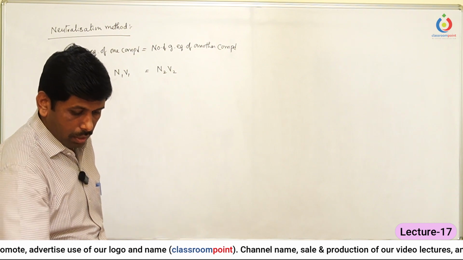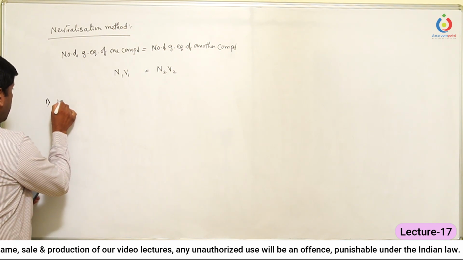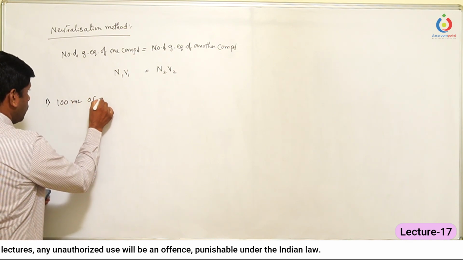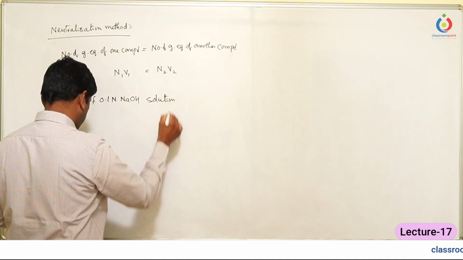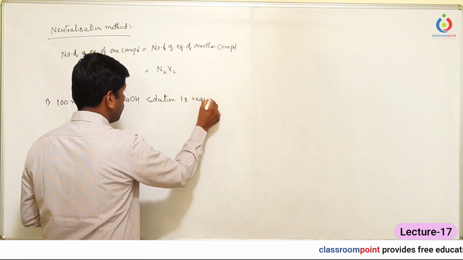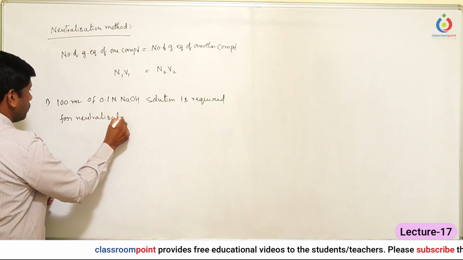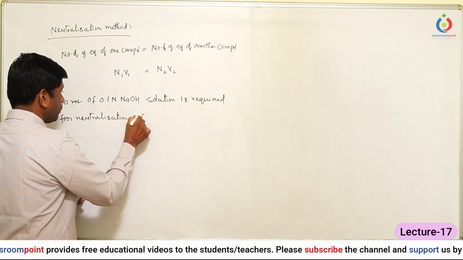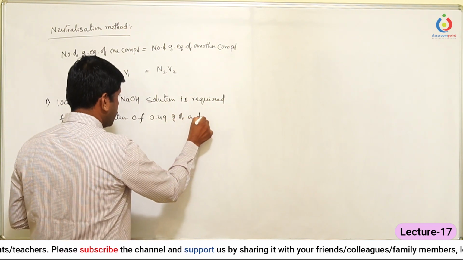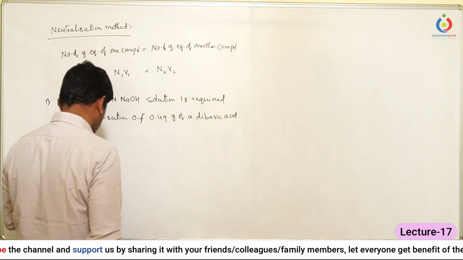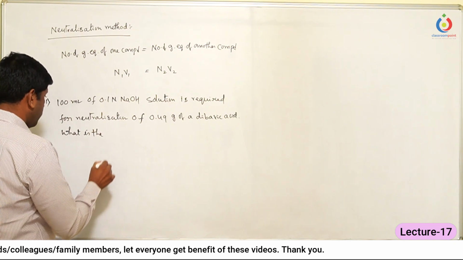So let us try to solve one question using this formula also. The question here is: 100 ml of 0.1 N NaOH solution is required for neutralization of 0.49 grams of a dibasic acid. What is the molecular mass of the acid?